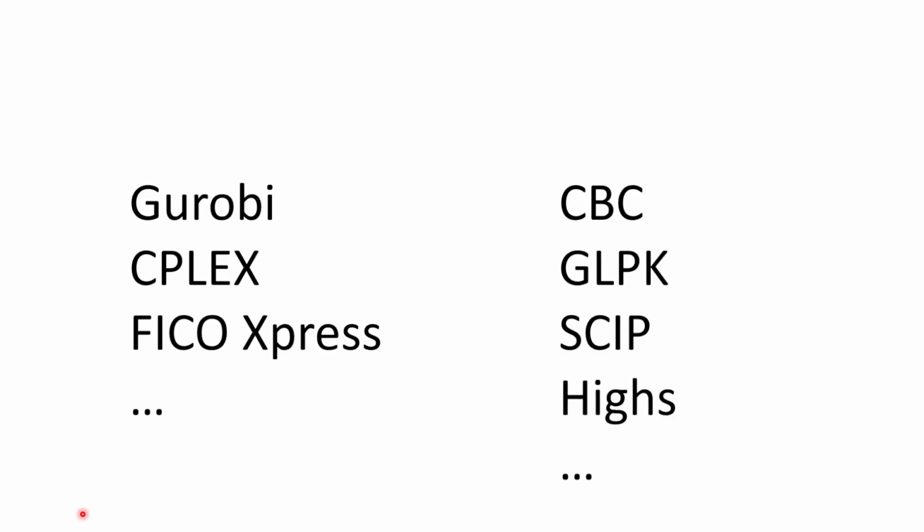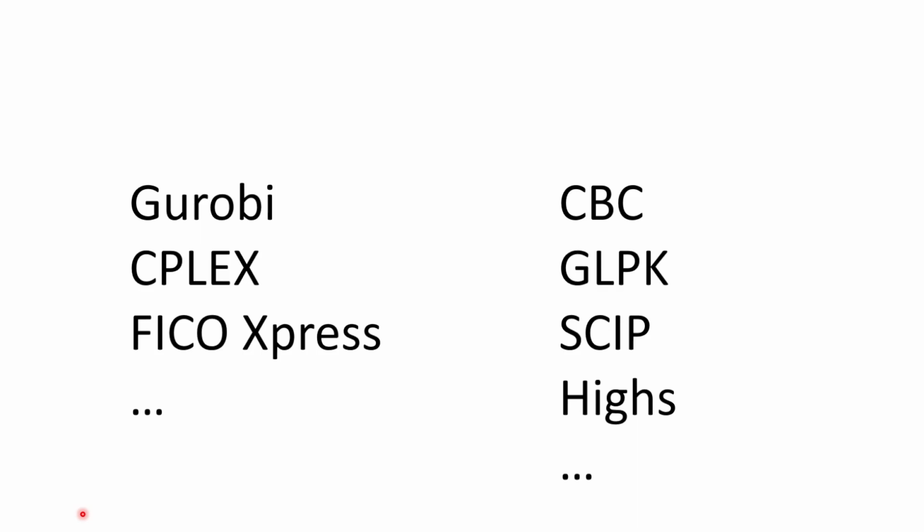Before we can talk about solving a linear program with Python, we have to talk about one very important thing, which is the solver. Why is this? Python, as it comes, cannot solve linear programs directly, but instead what you need is a solver that solves your linear program. There are actually many solvers for linear programs. For example, Gurobi, CPLEX, FICO Xpress, CBC, GLPK, SCIP, and HiGHS, and many more.